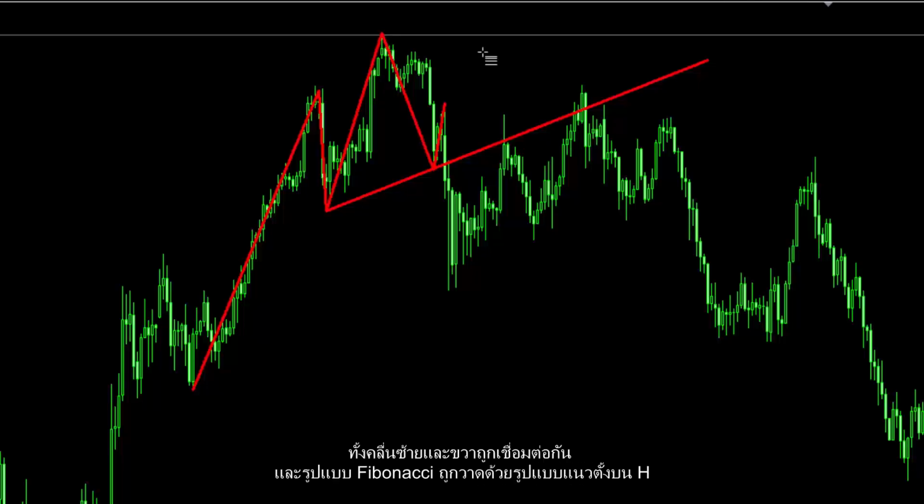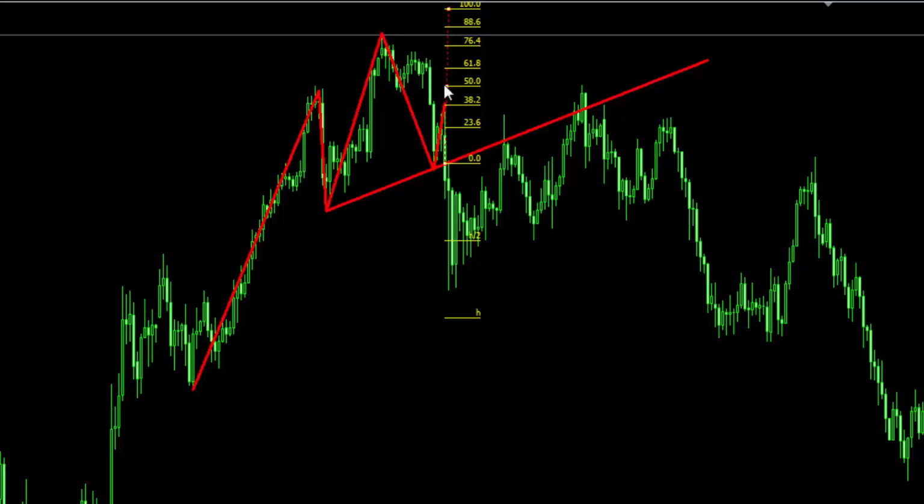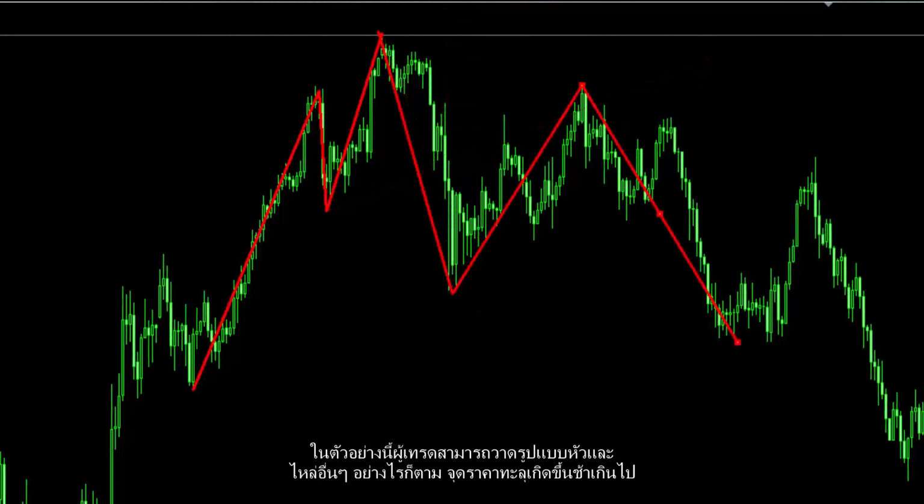Both left and right valleys are connected, and a Fibonacci pattern is drawn with vertical format on H. Then it can be relocated on breakout point to recognize the H2 and H points. Trend has followed a downward direction and passed the H2 price. In this example, a trader can draw other different head and shoulder patterns. However, its breakout point was formed too late.